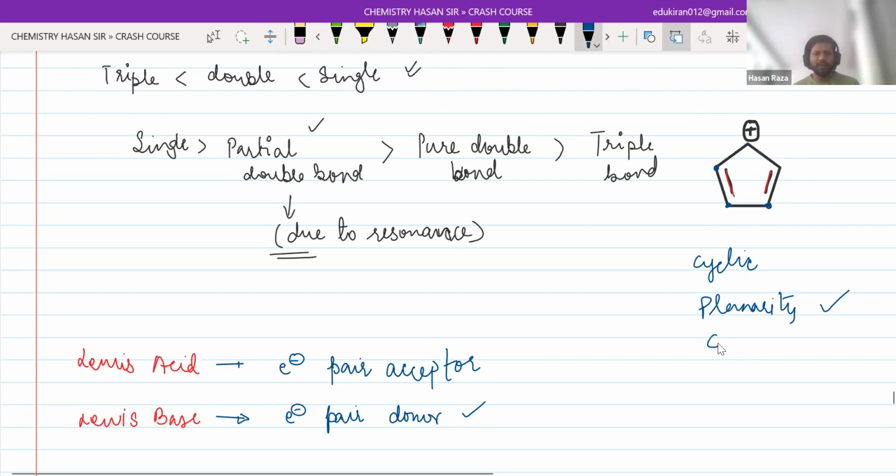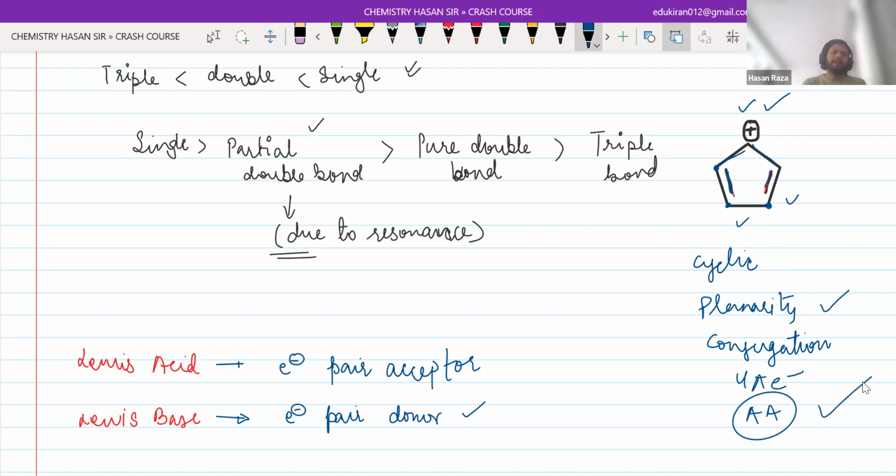Then go for conjugation. You can see pi sigma vacant orbital, pi sigma vacant orbital, pi sigma pi. These are all in conjugation. Then go for Huckel rule. That means you need to count the pi electrons. How many pi bonds are there? 2 pi bonds. That means 4 pi electrons, and 4 pi electrons comes in anti-aromatic. That's why it is anti-aromatic.